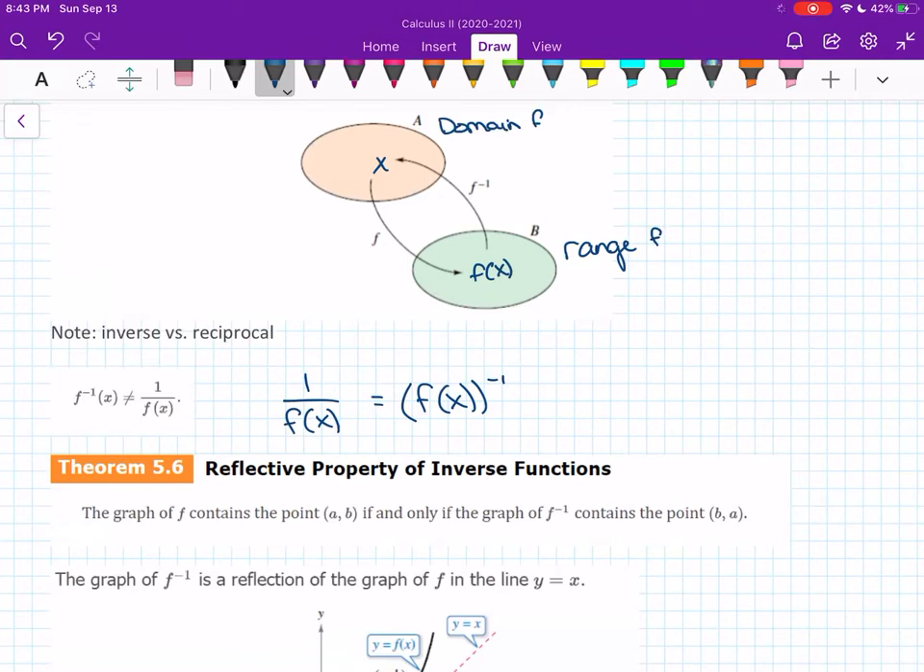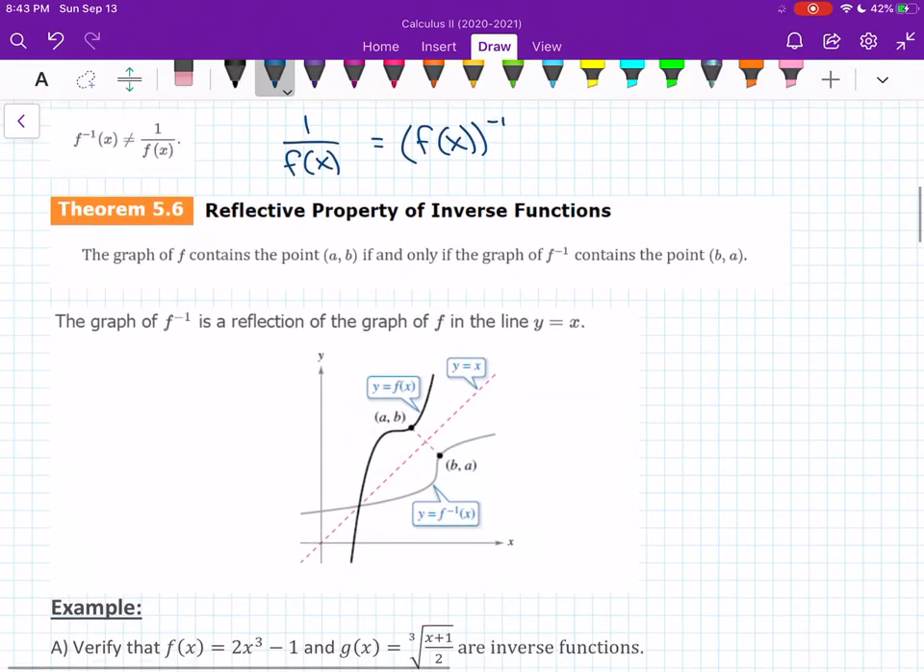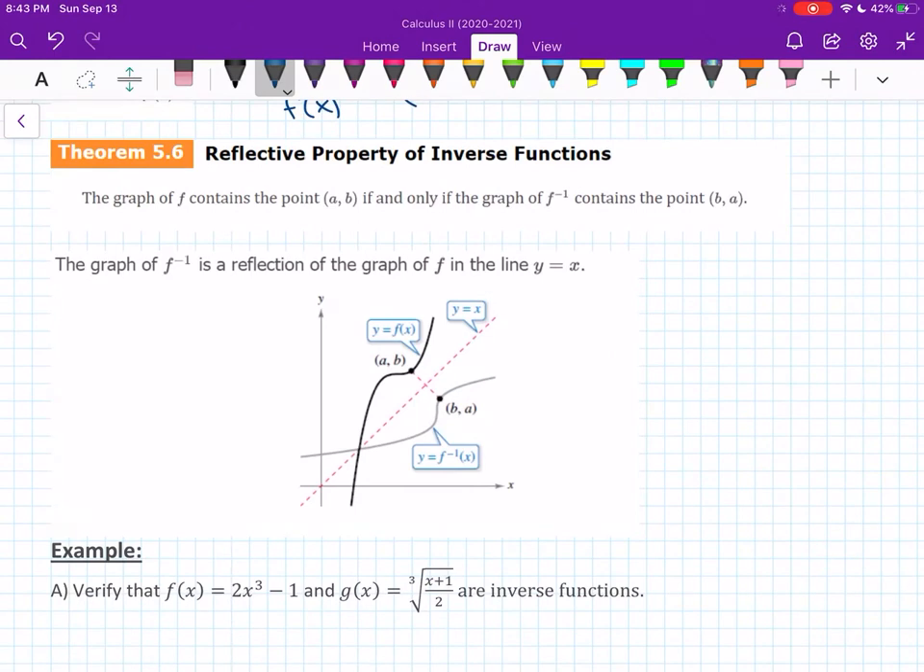The next thing we're going to talk about is the reflective property of inverse functions. And so if we want to talk about inputs and outputs, we can talk about points. So if (a, b) is on my function, then (b, a) is going to be on the graph of the inverse. And so when I graph all of those points, I see that the segment from (a, b) to (b, a) is going to be bisected by the line y equals x, and it's also going to be perpendicular. So the line y equals x is the line of reflection between a function and its inverse, and it's also the perpendicular bisector between two points that are inverses of each other. So pretty cool stuff, some geometry there.